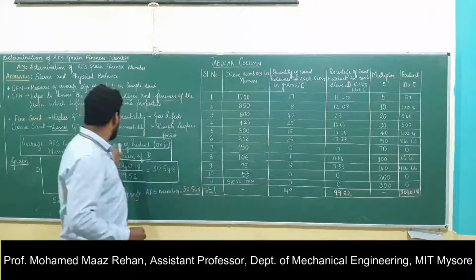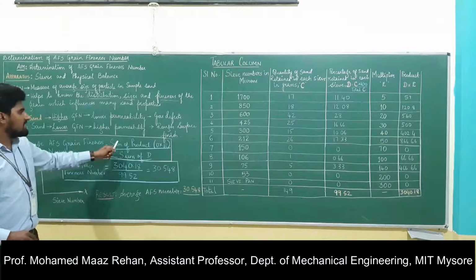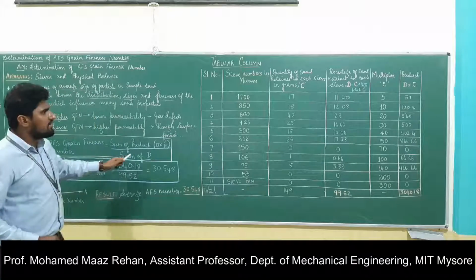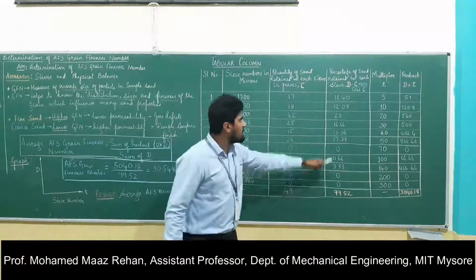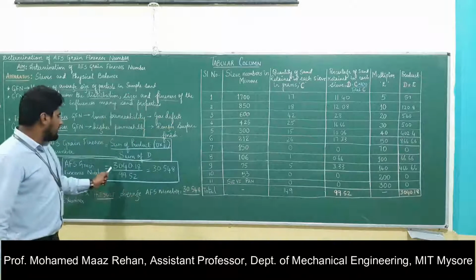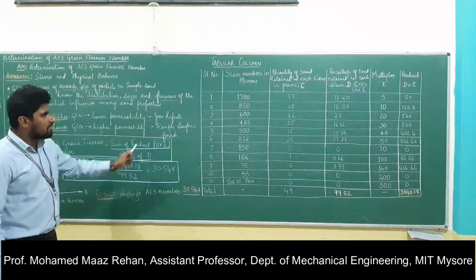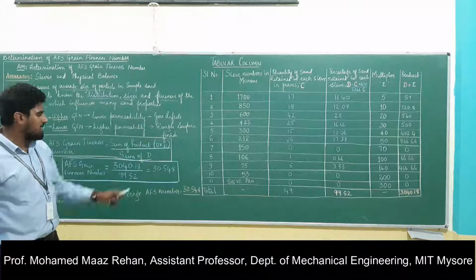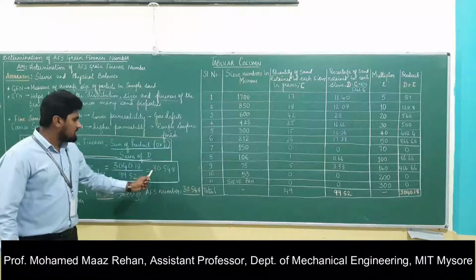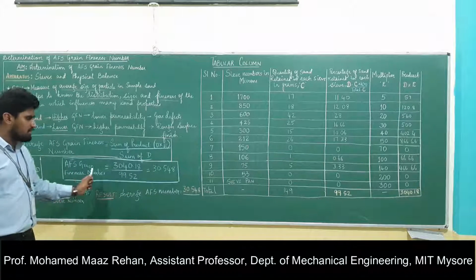So how to find AFS? The average AFS grain fineness number is the sum of the products, D into E, divided by the sum of D, that is the percentage of sand retained in each sieve. We got 3040, the sum of the products D into E, divided by the percentage of sand retained, 99.52. We got 30.548 as the AFS grain fineness number.